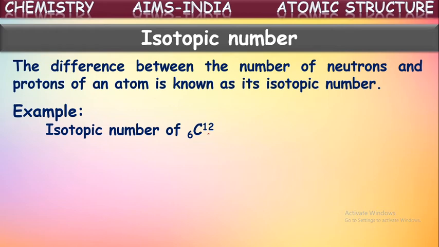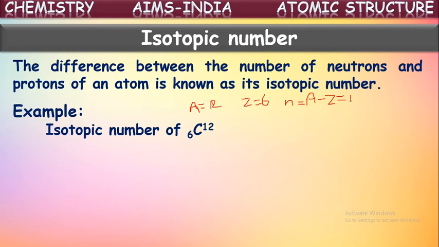we can say its isotopic number. If you see carbon, the mass number is 12 and the atomic number is 6. The difference between the number of neutrons and protons of an atom is called its isotopic number. Now, the mass number of carbon is given as 12, isn't it? And what is the atomic number given? 6. Now, can we calculate the number of neutrons of carbon? Yes, we can, because we have a formula: mass number minus atomic number gives its number of neutrons.